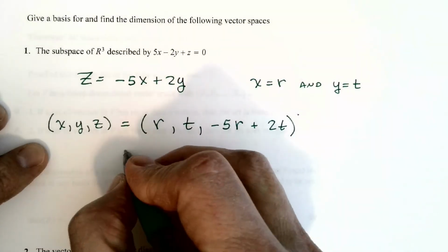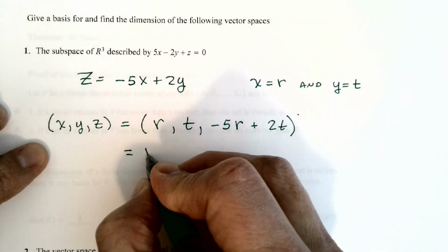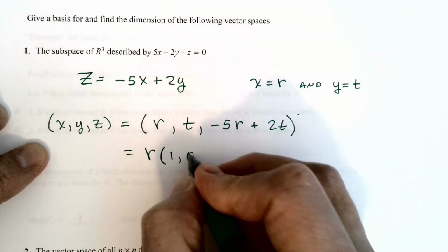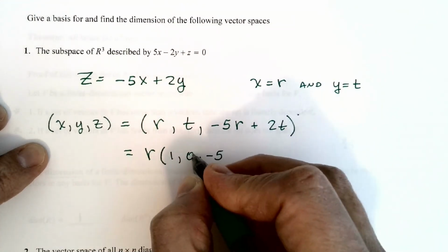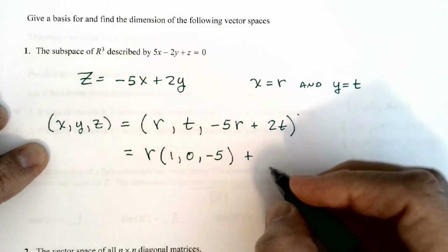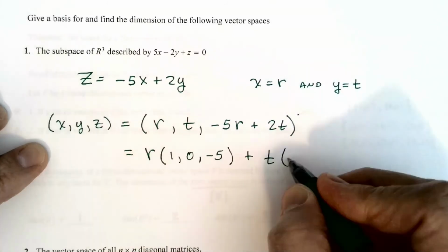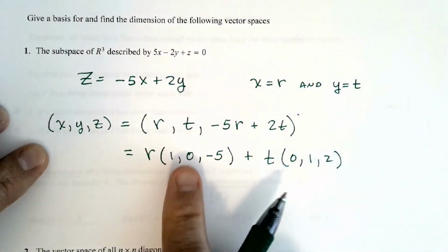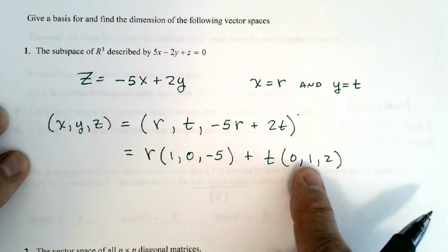So what do we do now? Do you remember? We rewrite it this way. See if this makes sense. R times (1, 0, negative 5), plus t times (0, 1, 2). Does everyone see how I got that? In other words, this vector can be written as a linear combination of these 2 vectors.